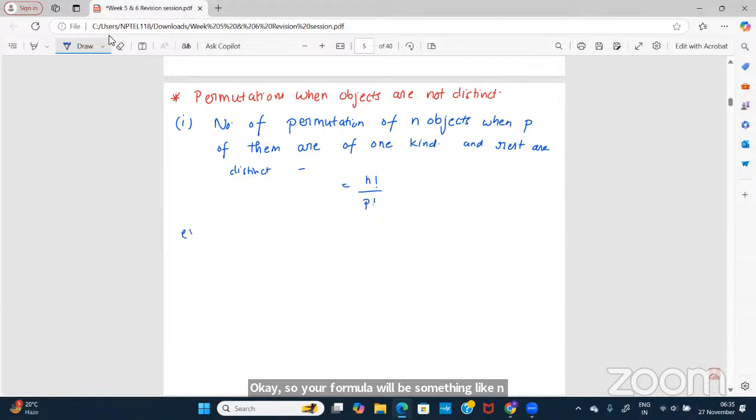So suppose you have a word data. Here in total we have four objects, right? But we can see that two objects are same, so A is repeating 2 times. So the number of ways in which we can arrange the letters of this word will be 4 factorial divided by 2 factorial, right? A is 2 times, that's why we have divided it by 2 factorial.